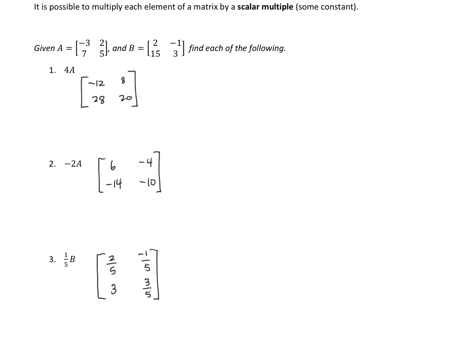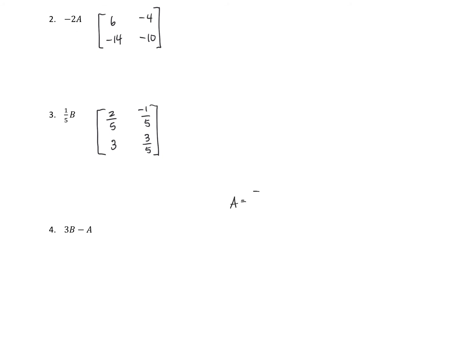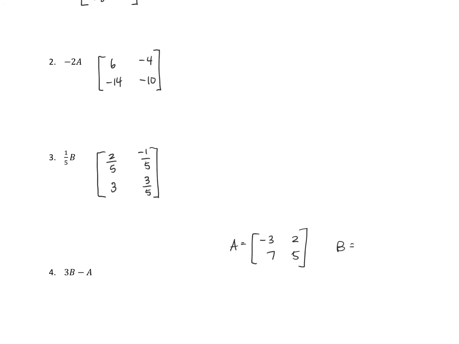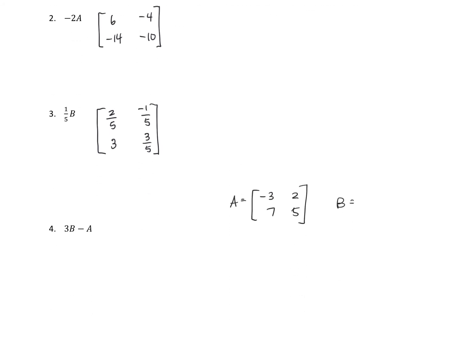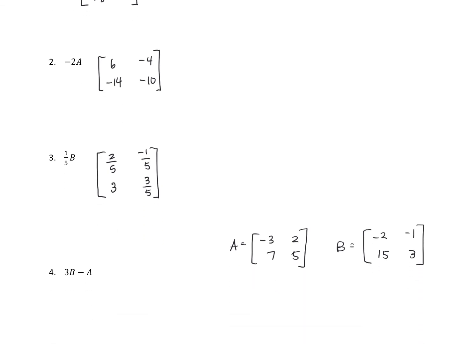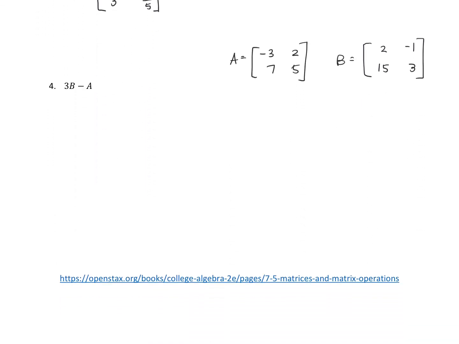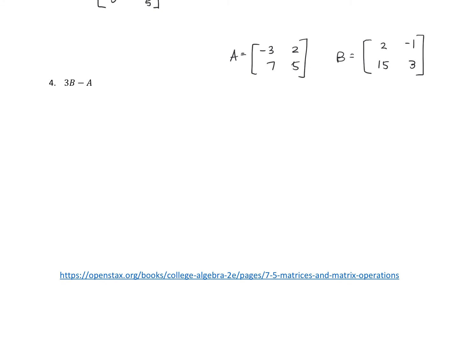Let me go back up and see what A and B are. A is negative 3, 2, 7, 5. Let's make sure that's right. Negative 3, 2, 7, 5. Yep. And then B should be 2, 15, negative 1, and 3. Let me erase that. Okay, so let's see again: 2, negative 1, 15, 3. Now I know my A and my B, the two matrices. So I'm just going to do what it asks me to do. 3B minus A.